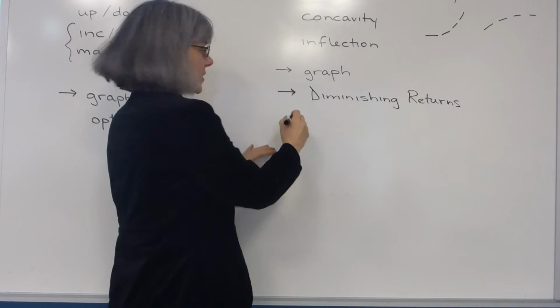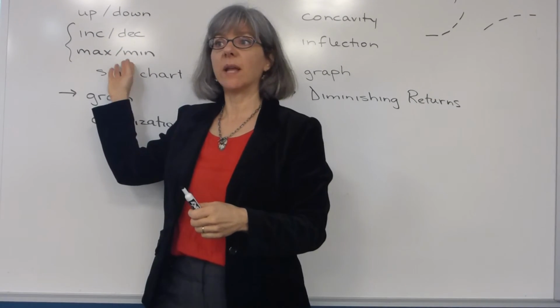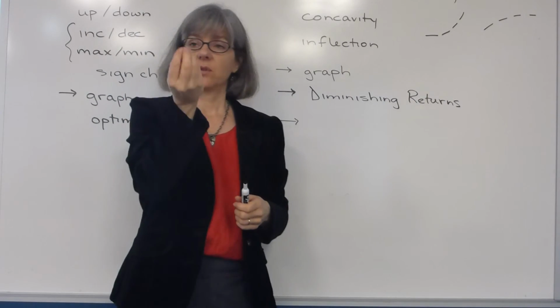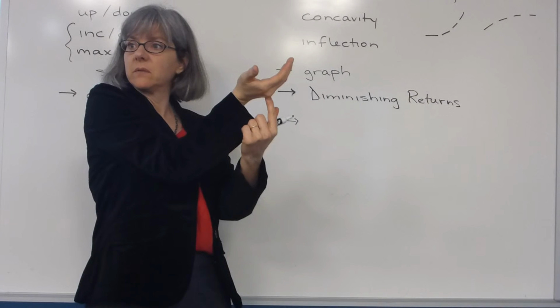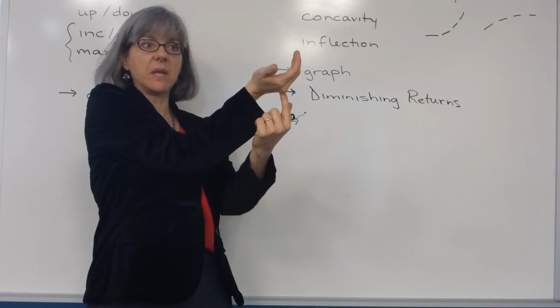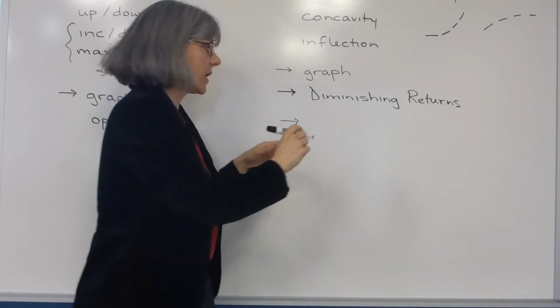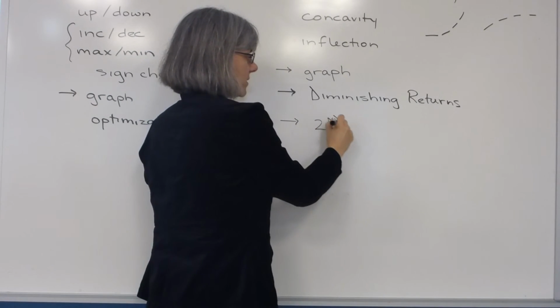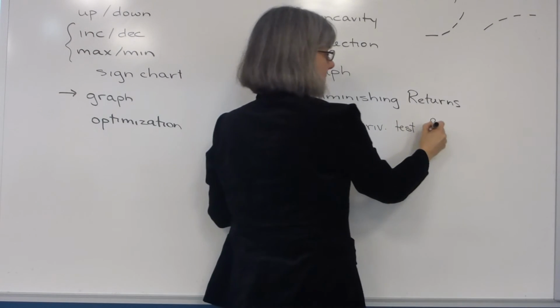Okay. So we have diminishing returns, and then what's the last one? If we know we have a critical point here, and we know that the concavity is up, what do we know happens at the critical point? It's a min. And if you know you have a critical point and it's upside down, then it's a max. So we also have the second derivative test here for max and min.